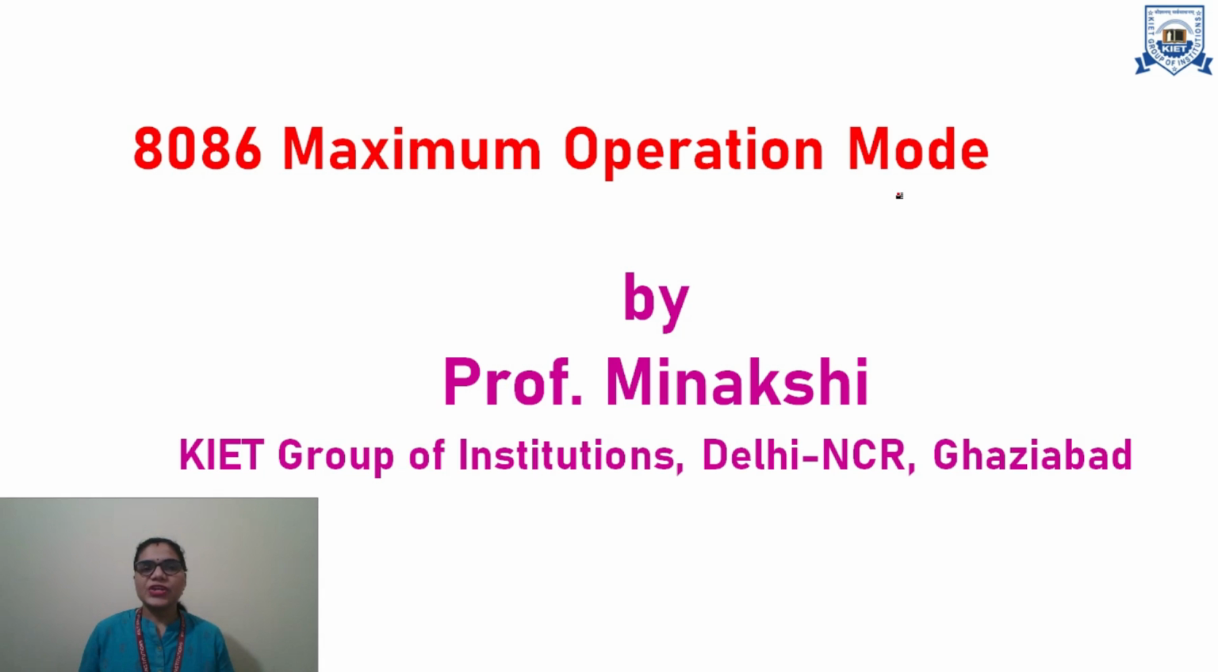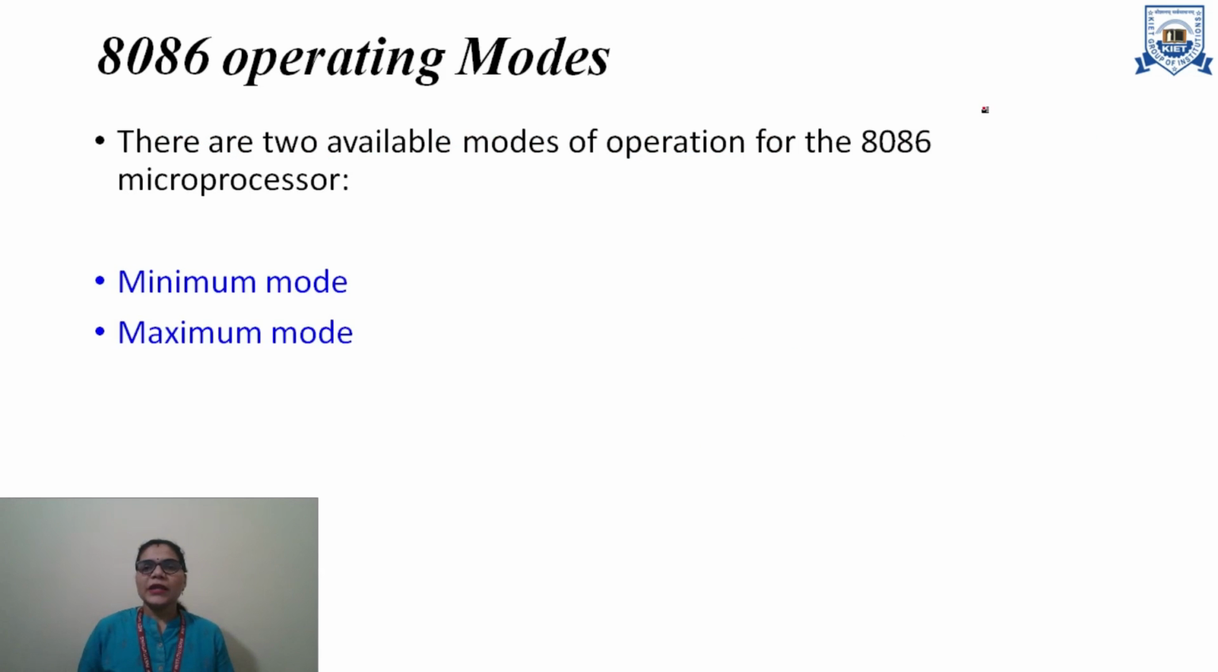In this lecture I will be discussing the 8086 maximum operation mode. So let's get started. The 8086 microprocessor can work in two modes. One is minimum mode, the second is maximum mode.